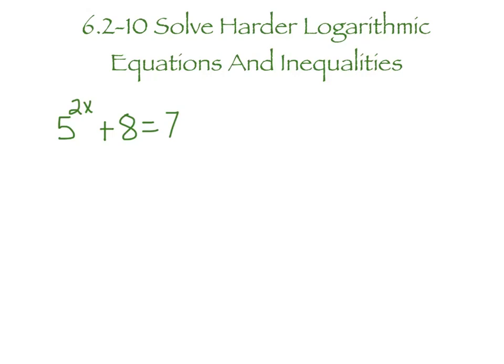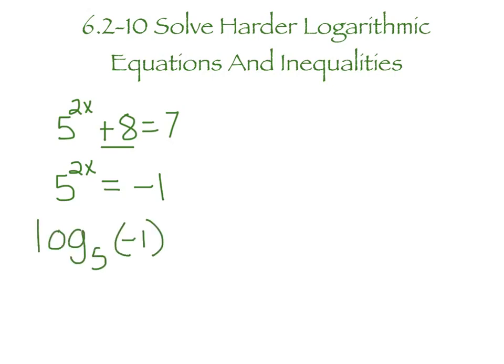We have 5 to the 2x power plus 8 equals 7. So remember, before you can rewrite it as a logarithm, we have to get this 8 out of the way. So we're going to say 5 to the 2x power equals, and then 7 minus 8 is -1. Now we can't get 5 and -1 to have like bases, so we're going to write this as a logarithm. Log base 5 of -1 equals 2x. Only you can't take log base 5 of -1. That's not possible, so there is no solution to this problem.